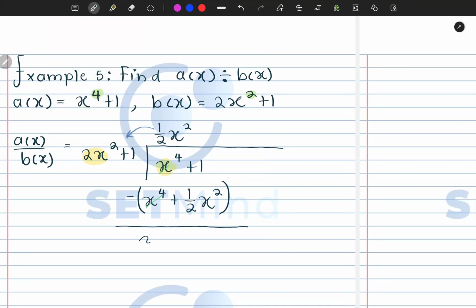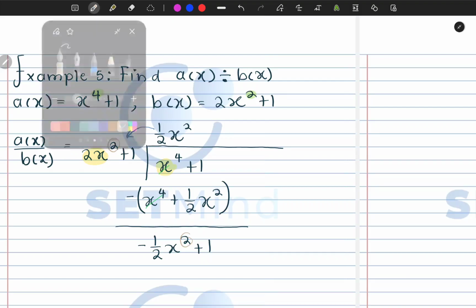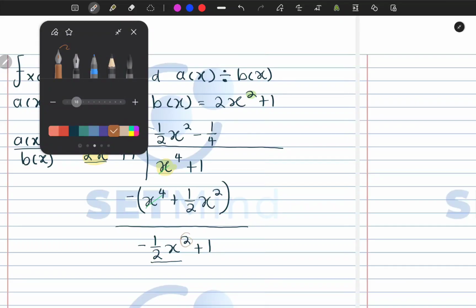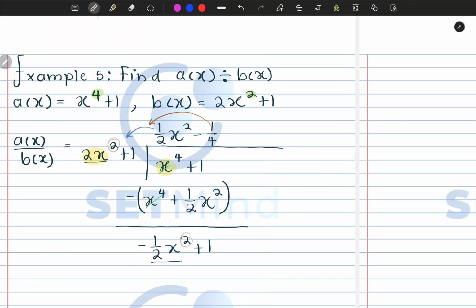And what will be left will simply be 1 minus, let me write it as negative a half x squared plus 1. But when I look carefully, this power is still equal to that one, so it's not less, so I can still do some division. If I do negative half x squared divided by 2x squared, what I will get will be negative 1 over 4. Then I can go ahead now and do the multiplication, like that.